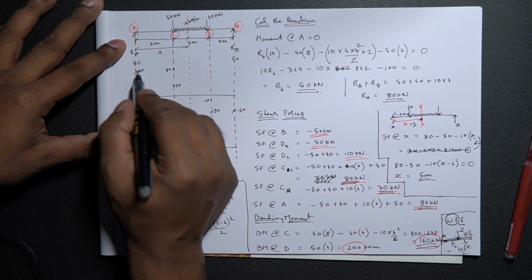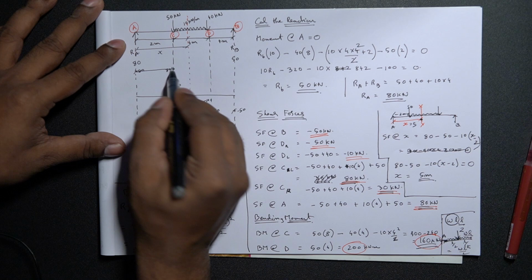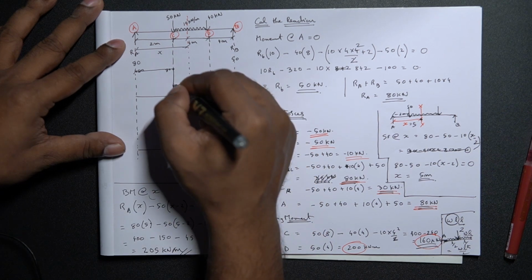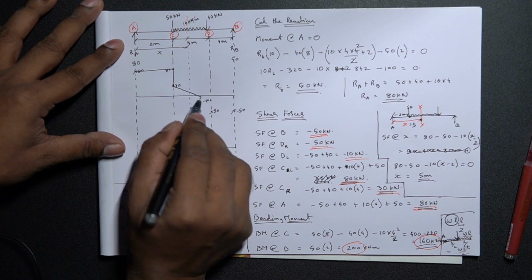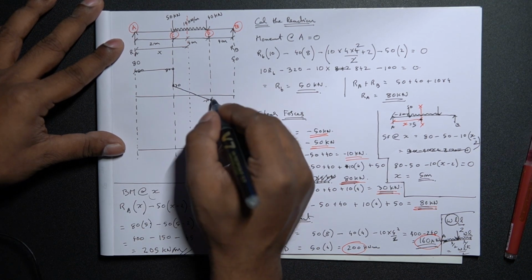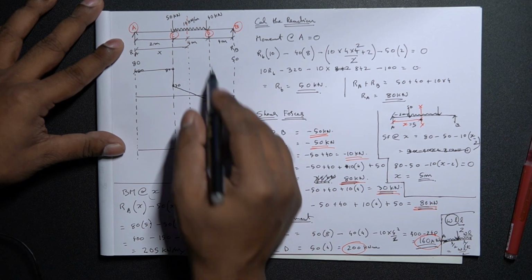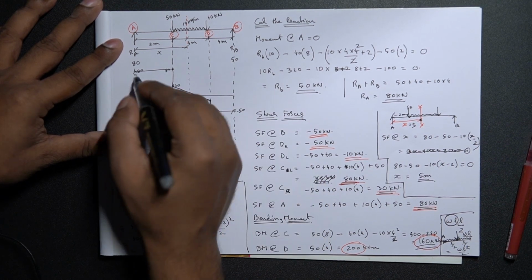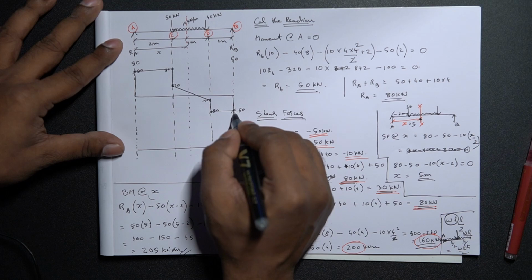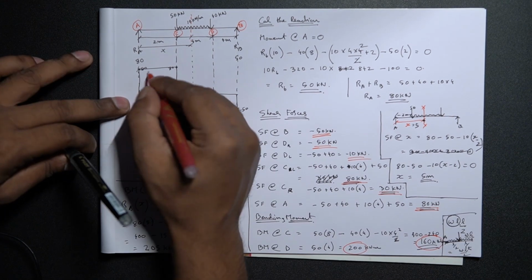So let's join. Since it's a point load, it's constant over here, constant till here. Again, for the UDL the load is linear, so it's not constant there. Then we have a point load here, so it's constant. We have a point load there, so it's constant. So this is our shear force diagram. Quick hatching.